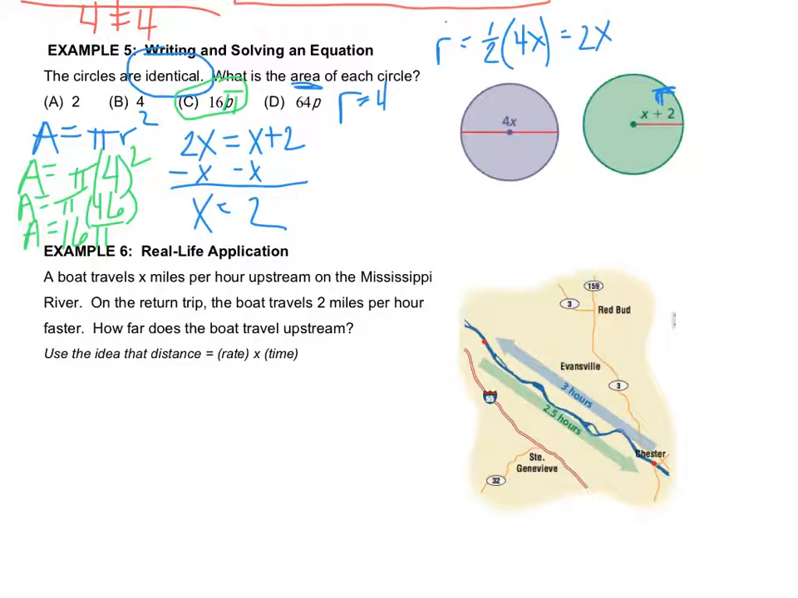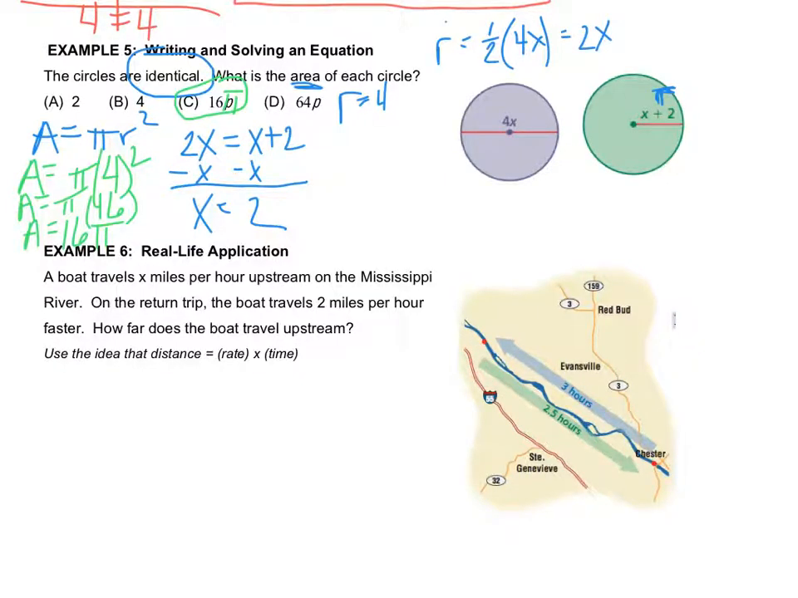And on the last one, what we do here is we see a boat. It's traveling upstream, and it is traveling x miles per hour. Then on the return trip, it's traveling faster. So we need to know how fast it's going. We also want to know how far the boat is traveling. Well, if you look at the picture, we can clearly see it's the same distance on the trip. It's going up some distance and then going back the same distance.